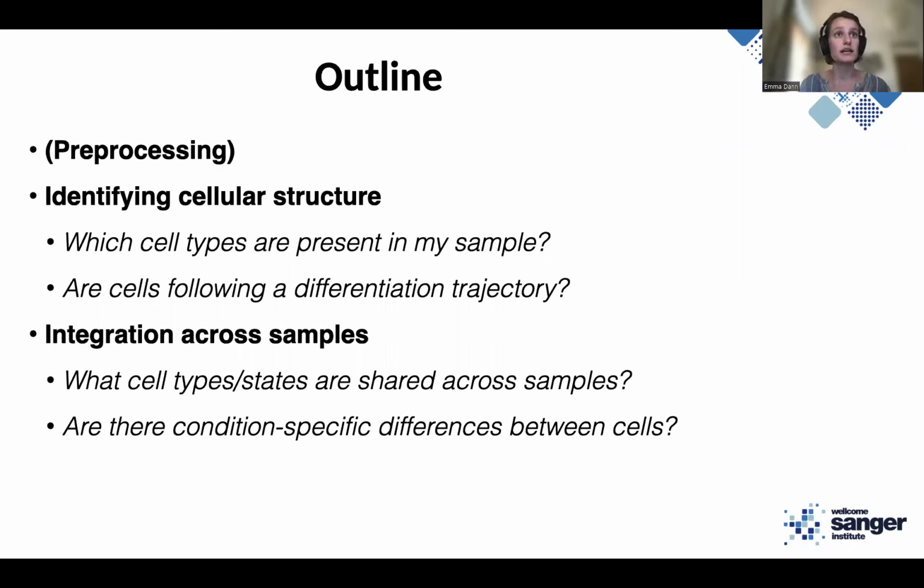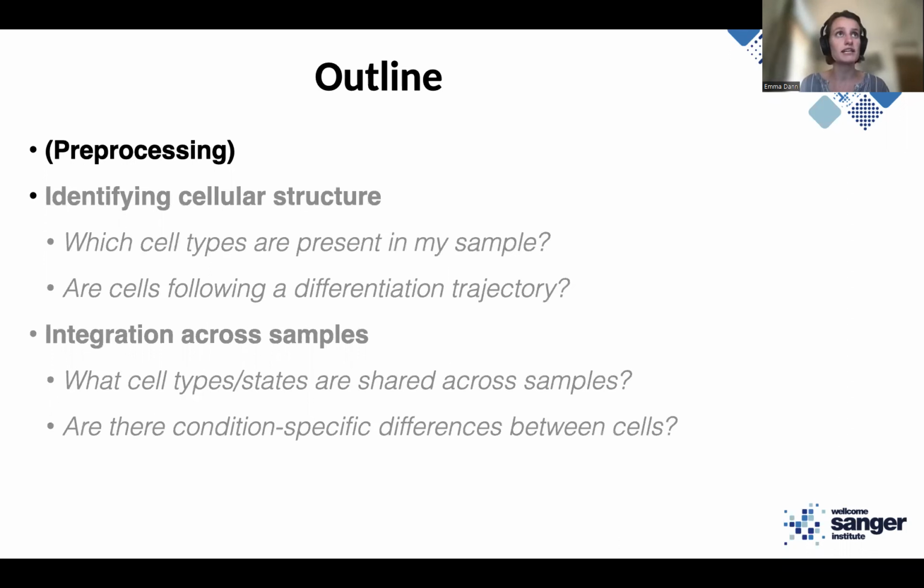And then I will also touch upon integration across samples. Why do we need to integrate data from multiple samples? The main questions here are which cell types and states are shared across samples and which are different. Are there condition-specific differences? So let's jump right in and start with the pre-processing part.